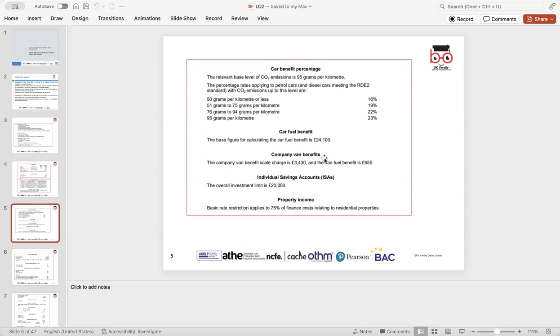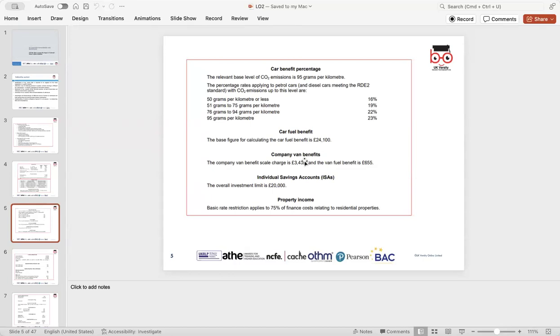The percentage is 23%. The percentage is used to calculate the taxable benefit an employee receives for having a company car. Then car fuel benefits. This applies where an employer provides fuel for a company car for private use by the employee. The basic figure for calculating the benefit is £24,100. The actual benefit is calculated based on the CO2 emissions of the car and the price of fuel.